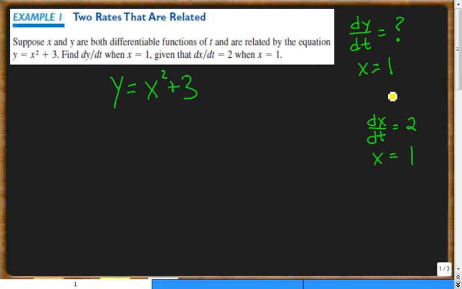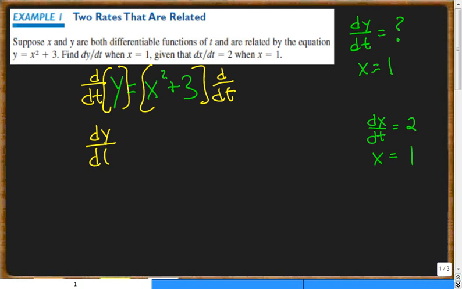Then our second step is always going to be to take the derivative with respect to t of both sides. So the derivative of y with respect to t is going to be dy dt. Then we do the derivative of x squared with respect to time. It's going to be 2x dx dt. And the derivative of 3 with respect to time is going to be 0. So we're left with these values here. So it says find dy dt. So this is what we're looking for, given that these things exist.